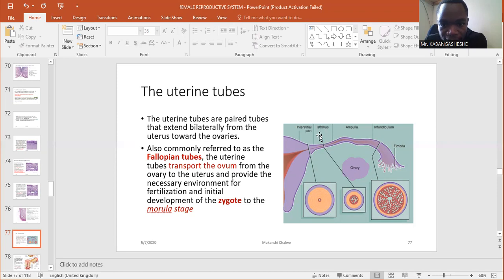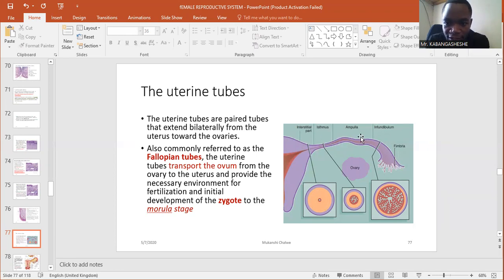So the isthmus is a connection between the fallopian tube and the body of the uterus. Then there's a small part here known as the interstitial part, or simply the intramural part, that canal connecting the cavity of the uterus to the isthmus. Okay, so those are the parts of the fallopian tubes.